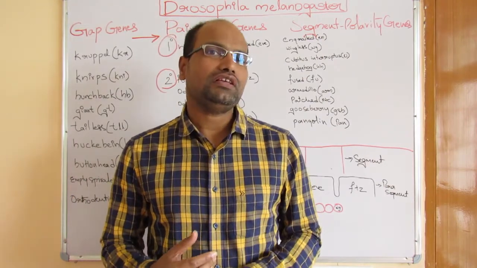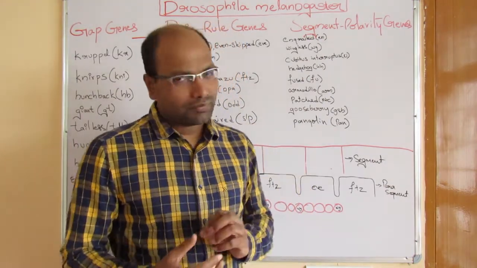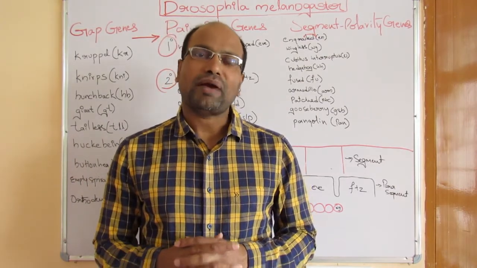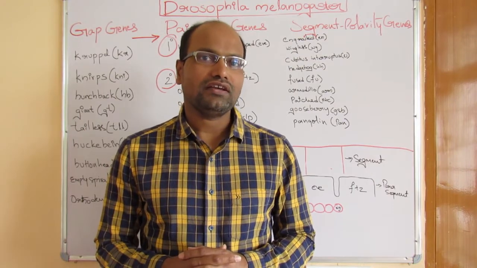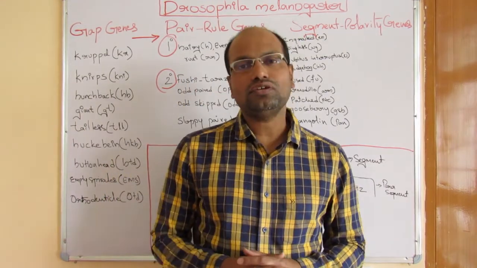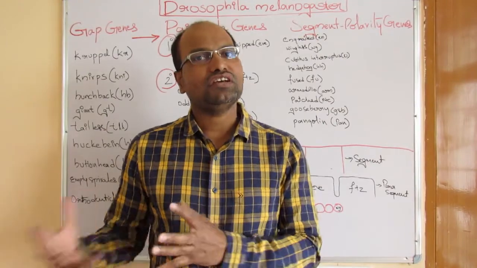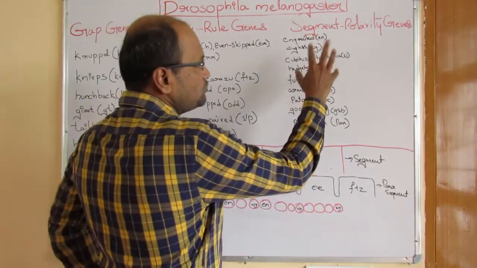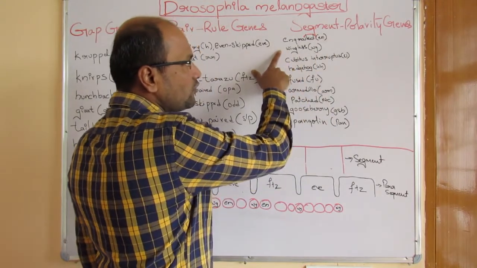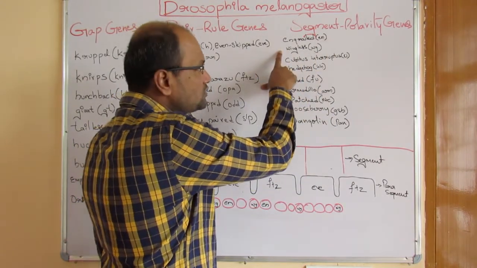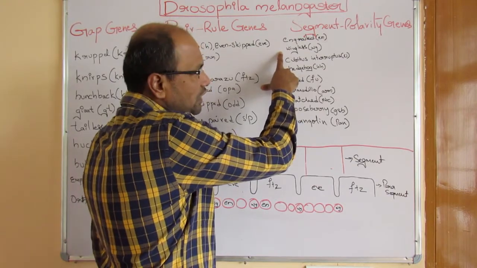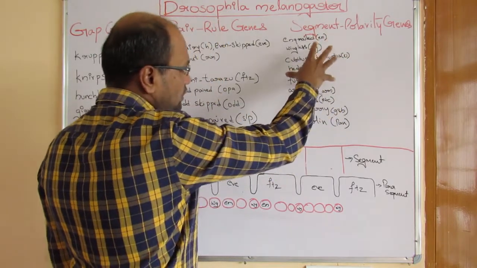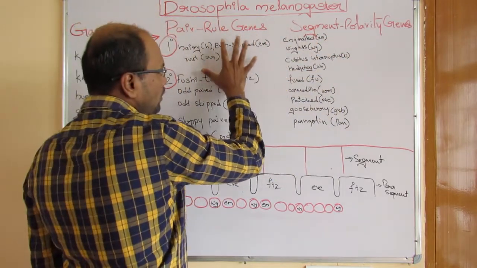Now the function of the segment polarity genes is to reinforce the parasegment periodicity and the establishment of cell to cell signaling, by which the cell fate will be decided. So among the segment polarity genes, some genes are well studied, like engrailed and wingless. These are well studied genes which are present in the segment polarity genes. So how will these segment polarity genes be established under the influence of the paired rule genes?